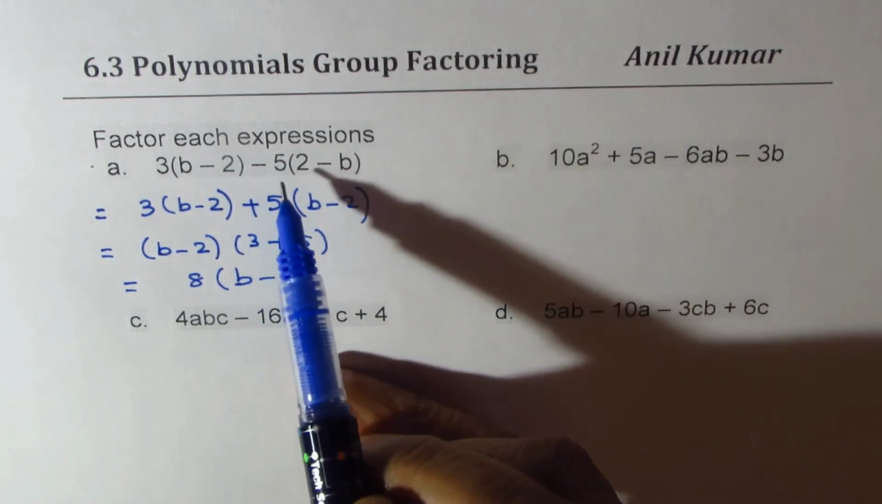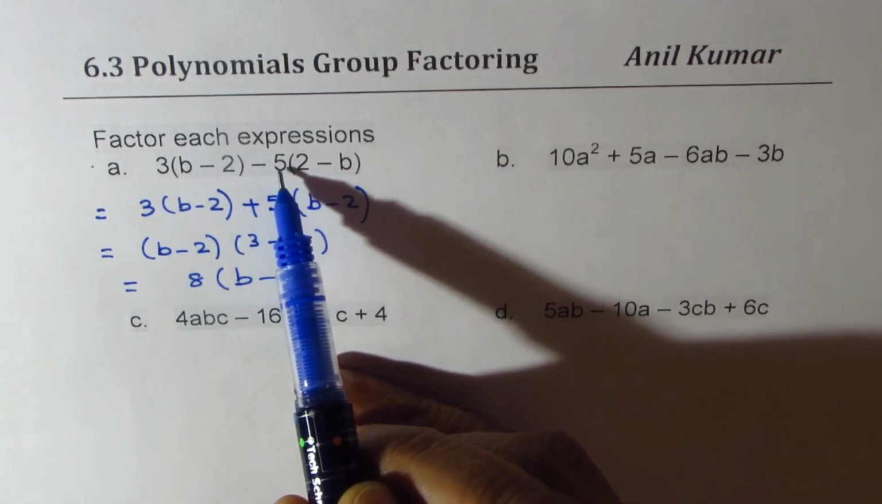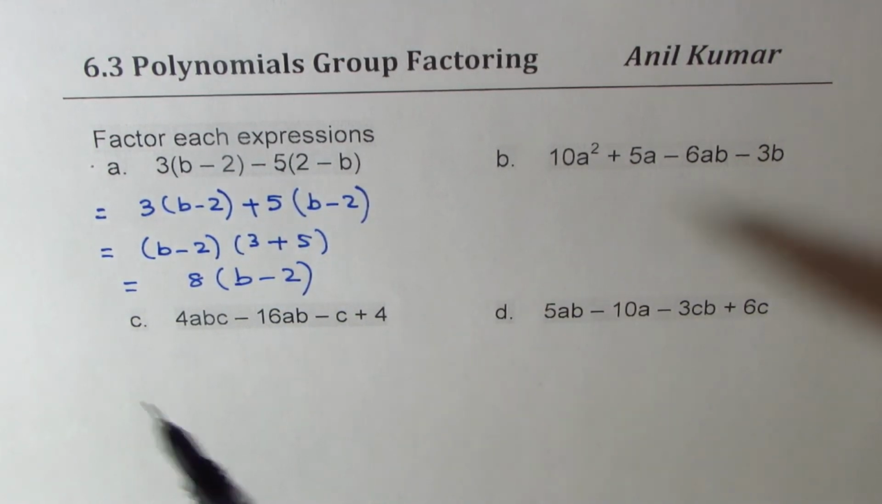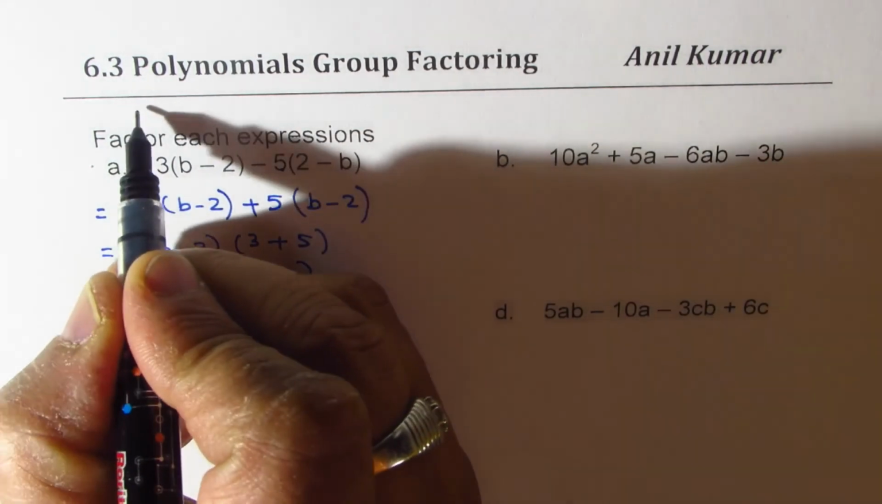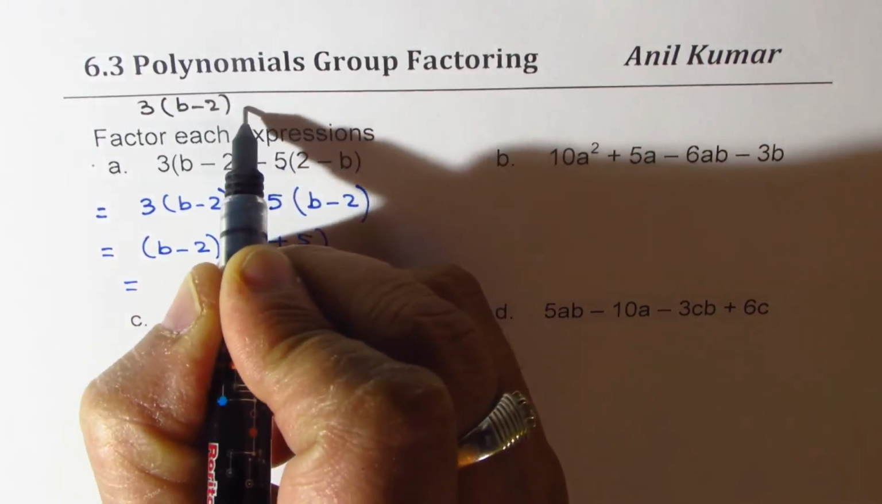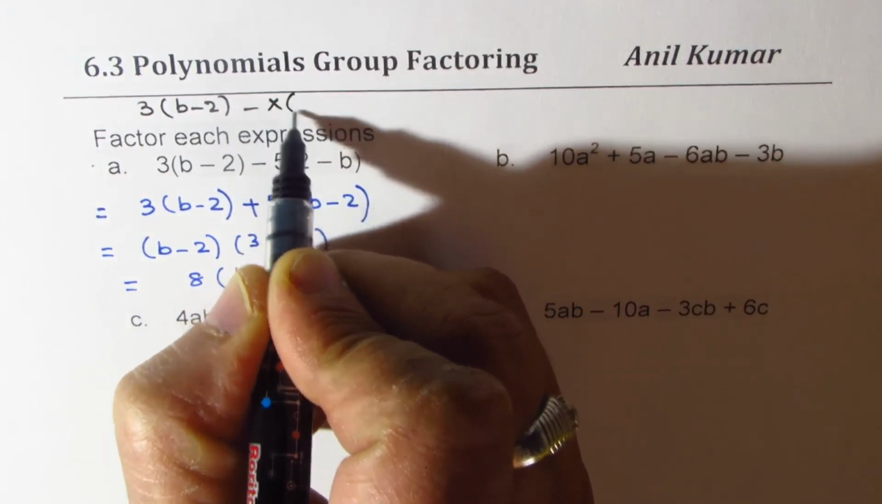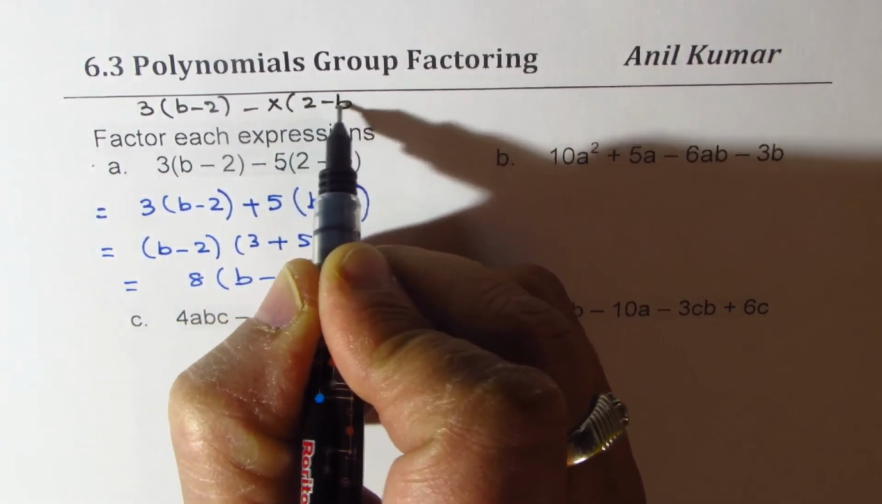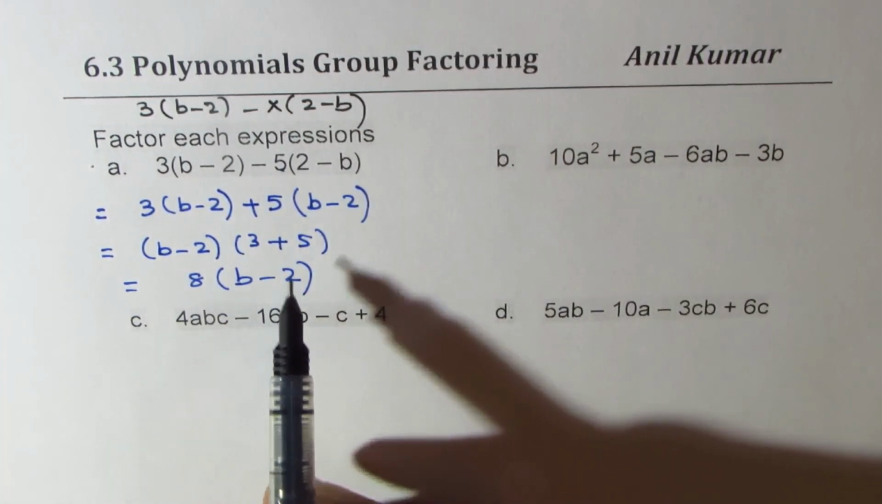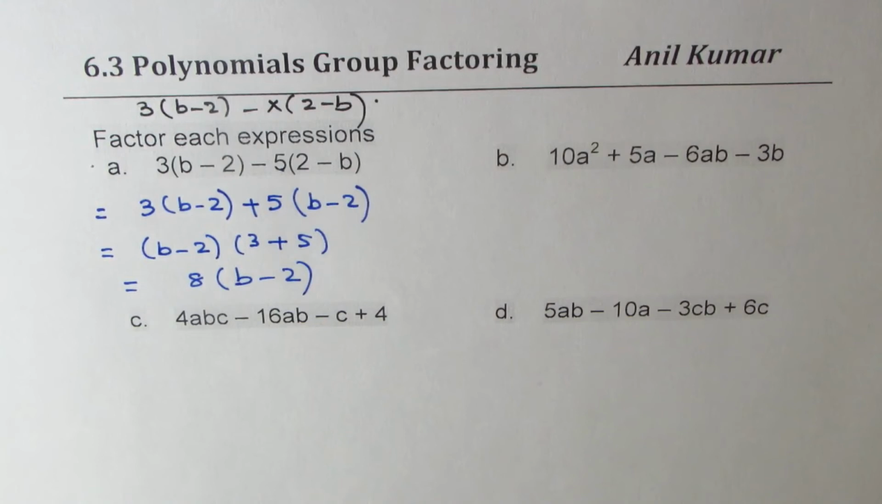At times, we can have a variable here which can make things difficult. Okay. So for you, what I'm trying to say is, I could have given a question like this: 3 times (b minus 2) minus, let's say, x times (2 minus b), right? Now, you will understand how it changes, right? I'd like you to do this question as a test question.